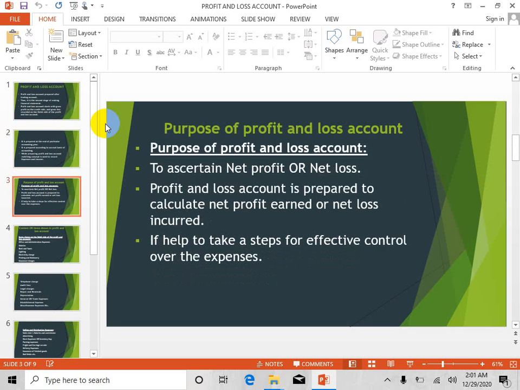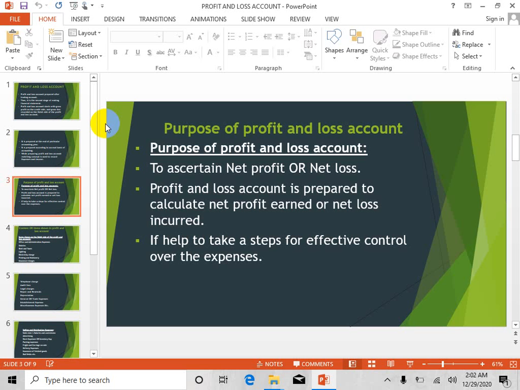In the next slide, the third one, we look at the purpose of the profit and loss account. What is the purpose of the profit and loss account? To ascertain net profit or net loss. What do we find out in the profit and loss account? We find net profit and net loss. Net profit is recorded on the credit side, and net loss on the debit side of the profit and loss account. It is prepared to calculate net profit earned or net loss incurred.